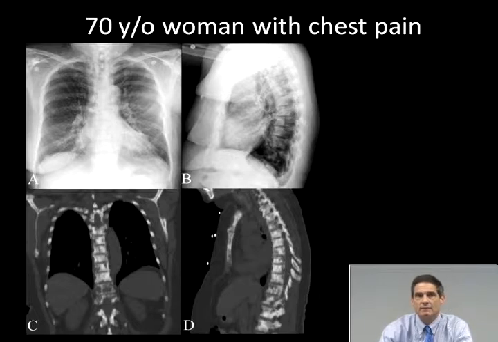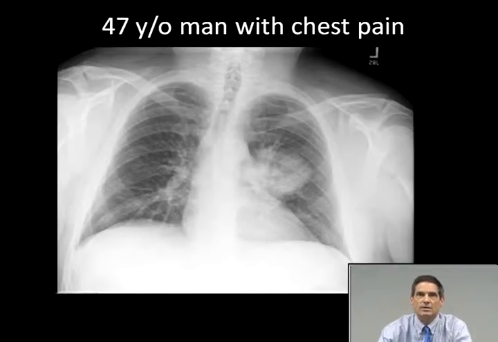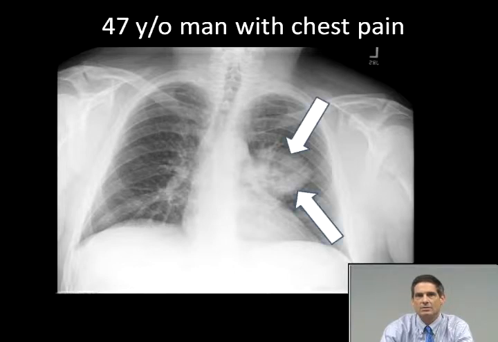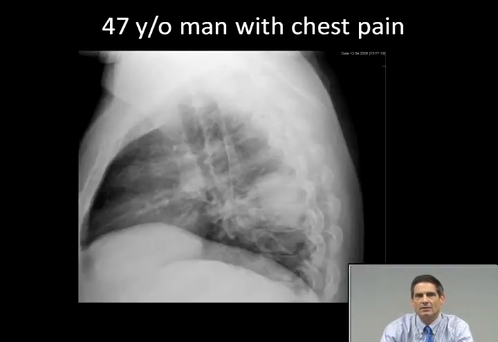And occasionally you'll have patients that come with metastatic disease as the cause of their pain, and you'll see that on the chest x-ray. Here's a 47-year-old male with chest pain that came in, and he obviously has a large lesion there in the left chest. On the lateral study, and the lateral study with arrows, you see that large round area of opacity in the posterior chest.